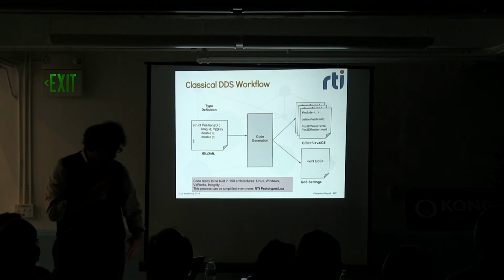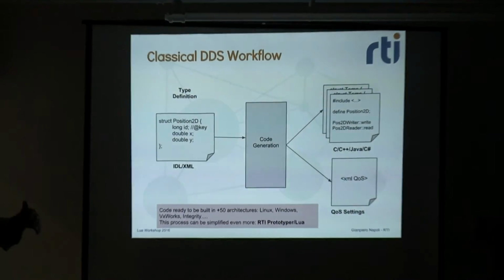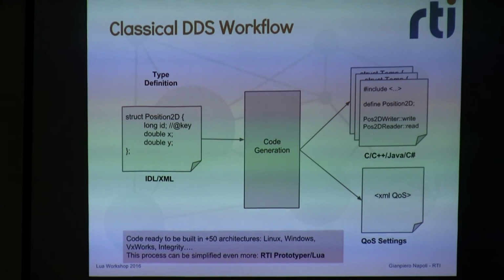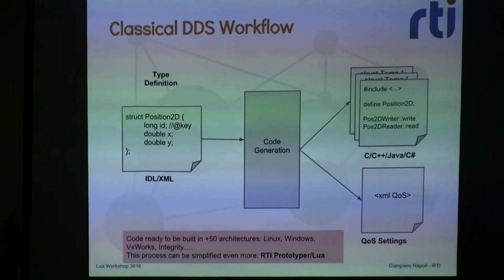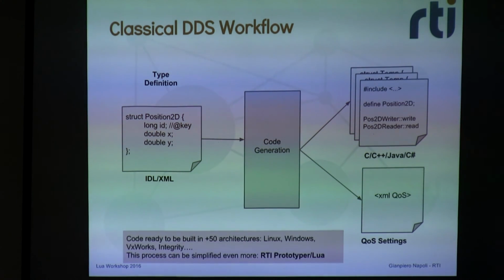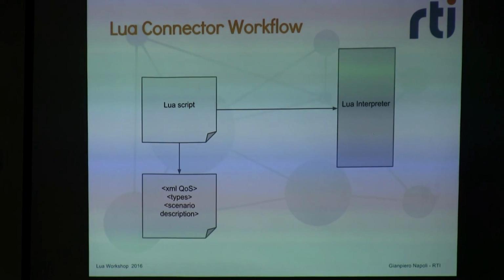So the way you usually program DDS is you define your type, data centric. So the first thing you do is define your type, right? For example, your position has an ID, your airplane in the air, and it has X and Y, right? Then you generate code, whatever language you want, for serialization, visualization, all this stuff, sending and receiving the data. And you can define your QoS in XML. So that's very cumbersome. You have to do a lot of code just to start writing X and Y, right? So we introduced something called the Lua connector.